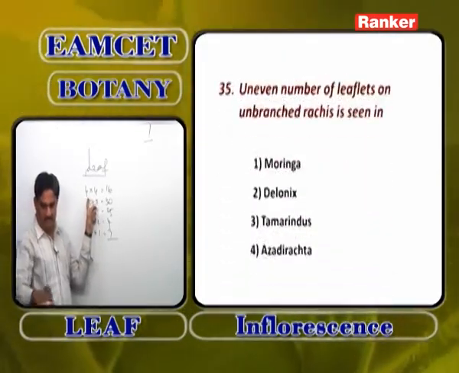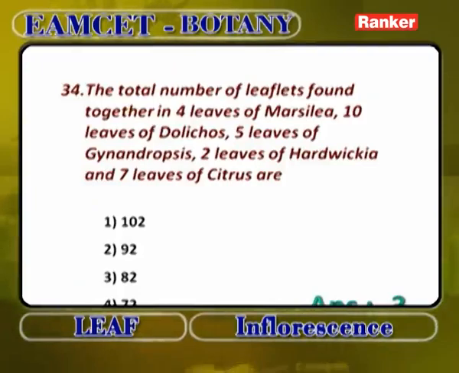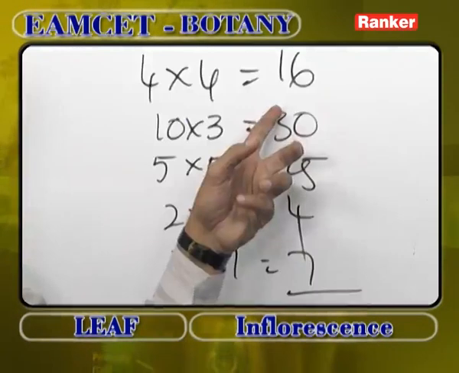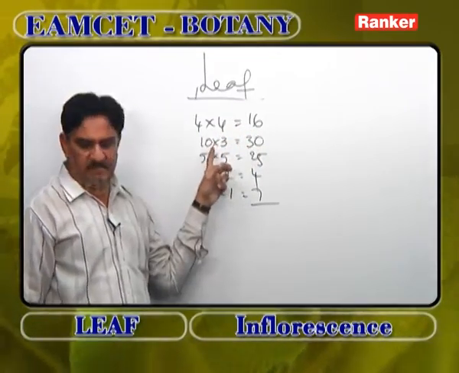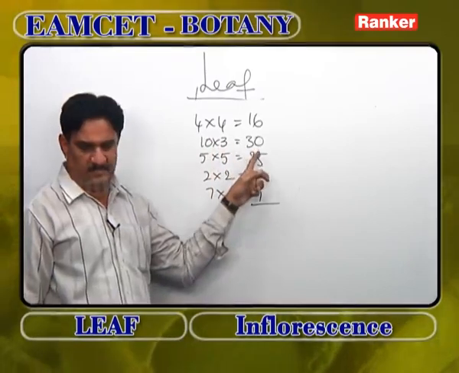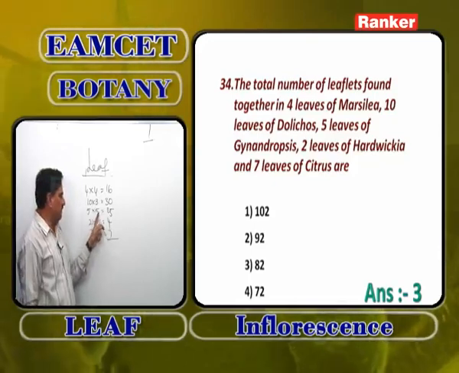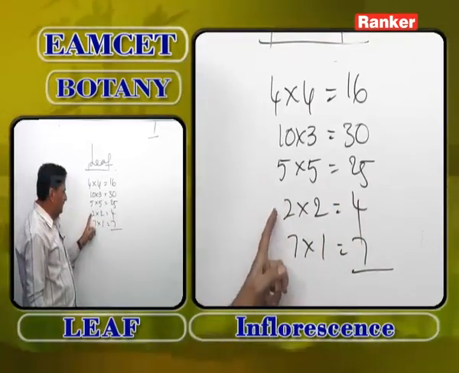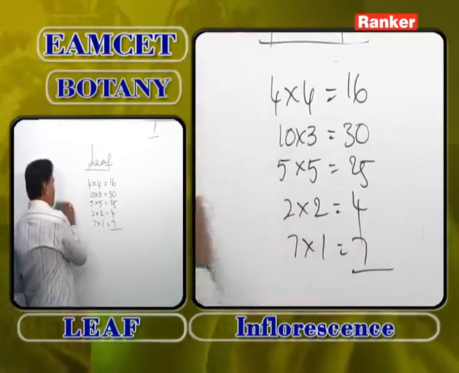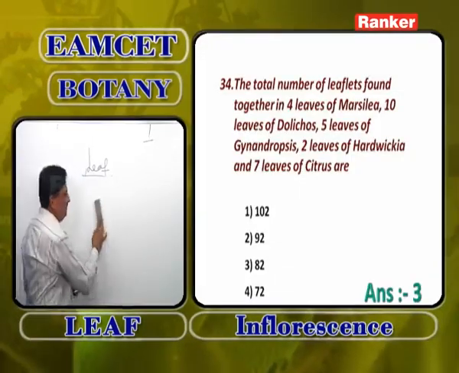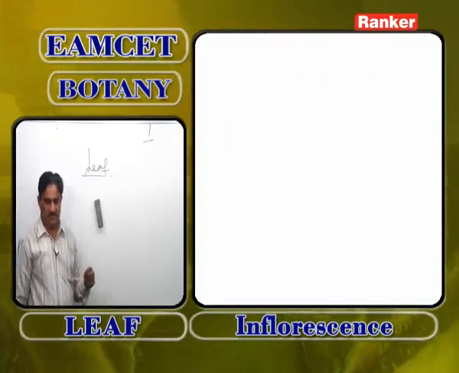I will repeat this question. The total number of leaflets found together in 4 leaves of Marsilea. Marsilea is a tetrafoliately compound leaf, so 4 into 4, 16. 10 leaves of Dolichos. Dolichos is a trifoliately compound leaf, 10 into 3, 30. 5 leaves of Gynandropsis. Gynandropsis is a pentafoliately compound leaf, 5 into 5, 25. 2 leaves of Hardwickia. Hardwickia is a bifoliately compound leaf, 2 into 2, 4. And 7 leaves of Citrus. Citrus is a unifoliately compound leaf, 7 into 1, 7. So the answer will be 82. Together 82 leaflets are present.